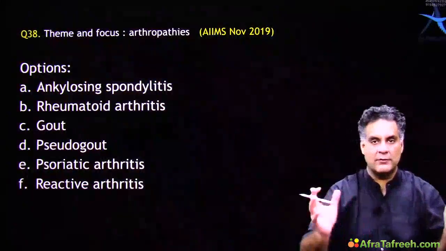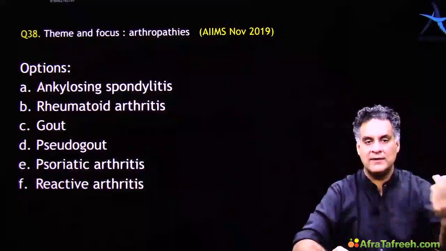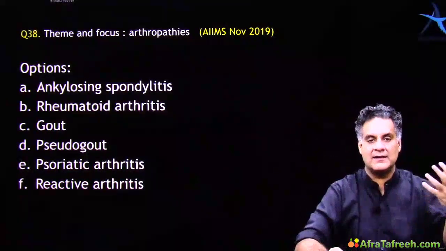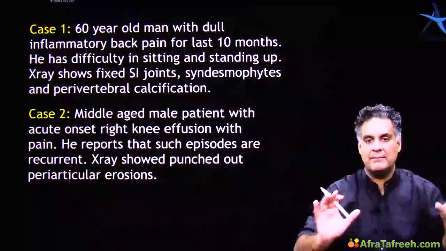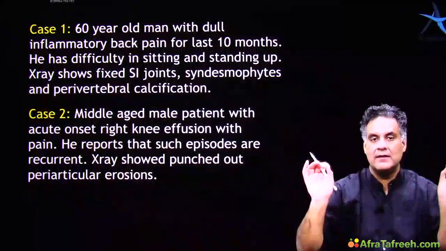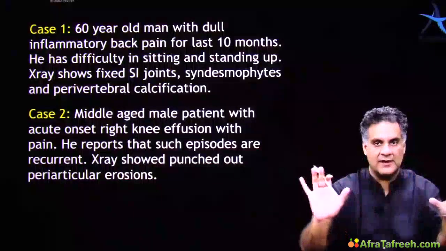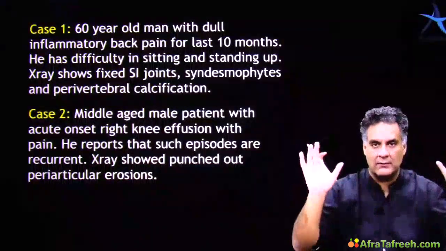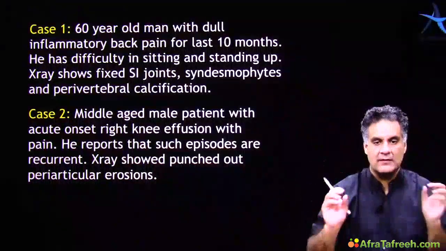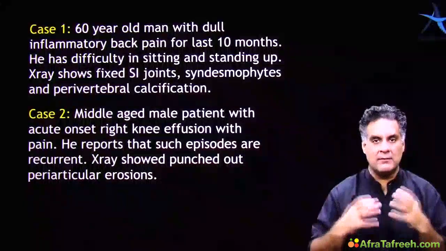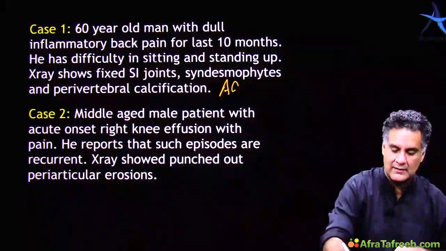So theme and focus type of questions are being asked in AIIMS now. They'll give you multiple options and then you have to choose along the theme. So the options were ankylosing spondylitis, RA, gout, pseudogout, psoriasis, reactive arthritis. 60-year-old man, dull back pain for 2 months, difficulty in sitting, standing up. There is fixed SI joints. You will think of AS. Irrespective of age, if sacroiliitis is talked about, think about ankylosing spondylitis. Middle-aged male with acute onset right knee effusion with pain, he says recurrent episodes. Remember, gout will have recurrent episodes. So this is ankylosing spondylitis and this is gout.